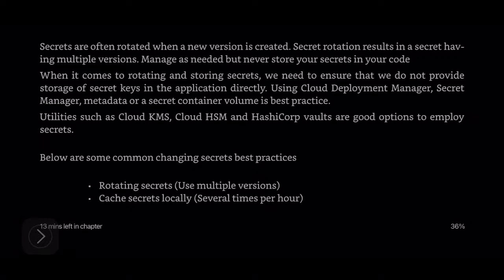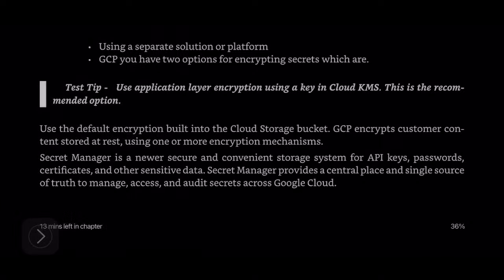Below are some common changing secrets best practices. Rotating secrets. Use multiple versions. Cache secrets locally several times per hour. Using a separate solution or platform. In GCP, you have two options for encrypting secrets, which are test tip. Use application layer encryption using a key in Cloud KMS. This is the recommended option. Use the default encryption built into the cloud storage bucket. GCP encrypts customer content stored at rest.